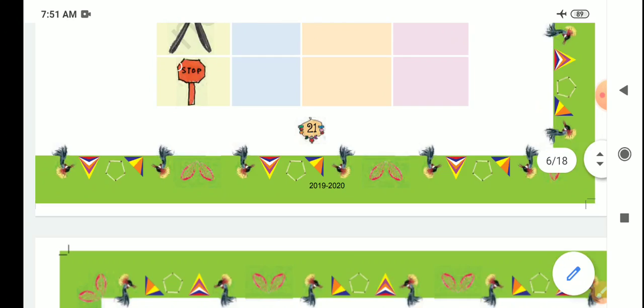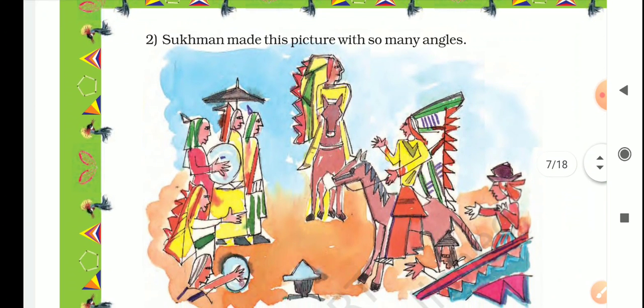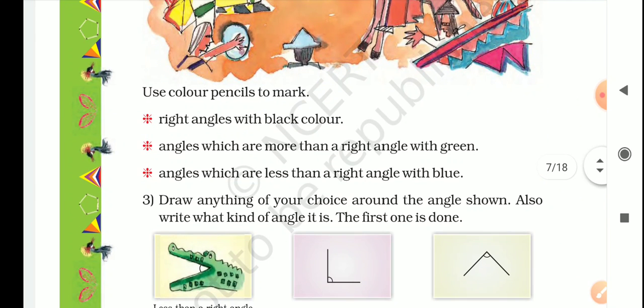Now moving further, all of this is the activities part. Sukhman made this picture with so many angles. You also have to do the same in the homework part, and you have to make right angles with black color. Angles which are more than a right angle you have to put a tick mark with green, and angles which are less than a right angle you have to mark with a blue color.